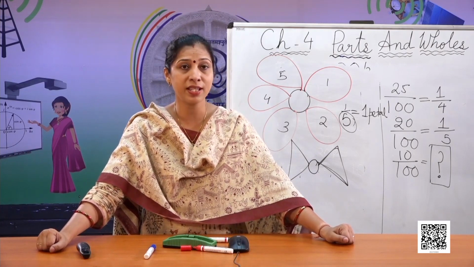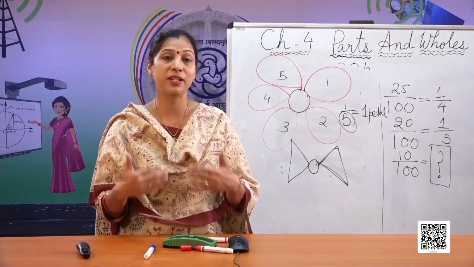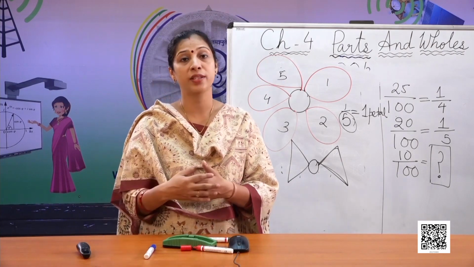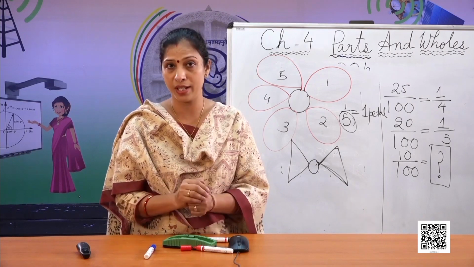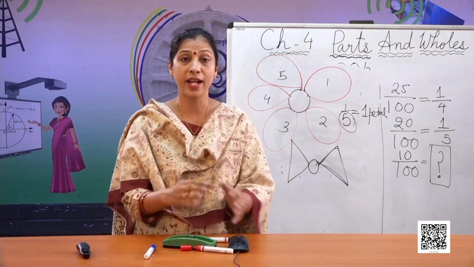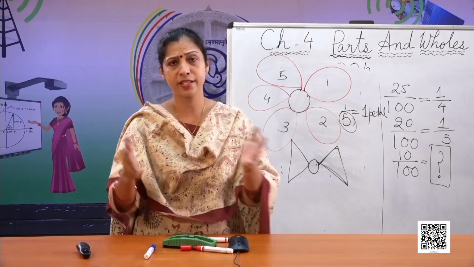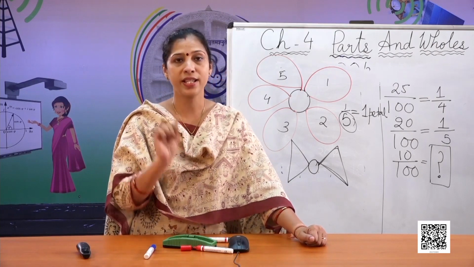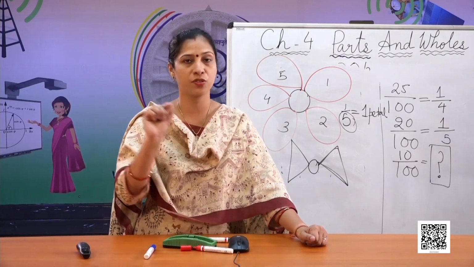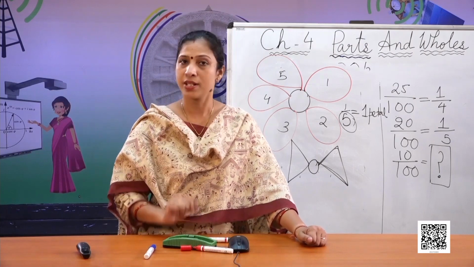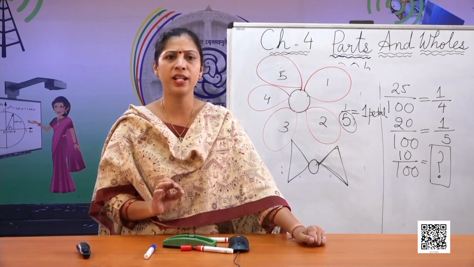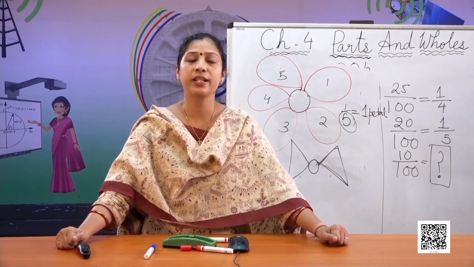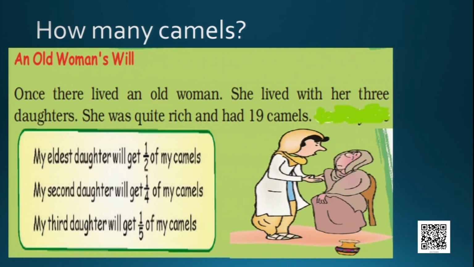Do you know what a will is? A will is a document people write that says what should be given to whom when they die. That is called a will. Because if we die and don't write it down, then people will say, I need this, I want this. So to avoid that confusion, people write a will telling that this thing should go to this person, that thing should go to that person. So this woman was a very good woman. She wrote a will telling that my eldest daughter will get half of my camels, my second daughter will get 1/4 of the camels, and my third daughter will get 1/5 of the camels.